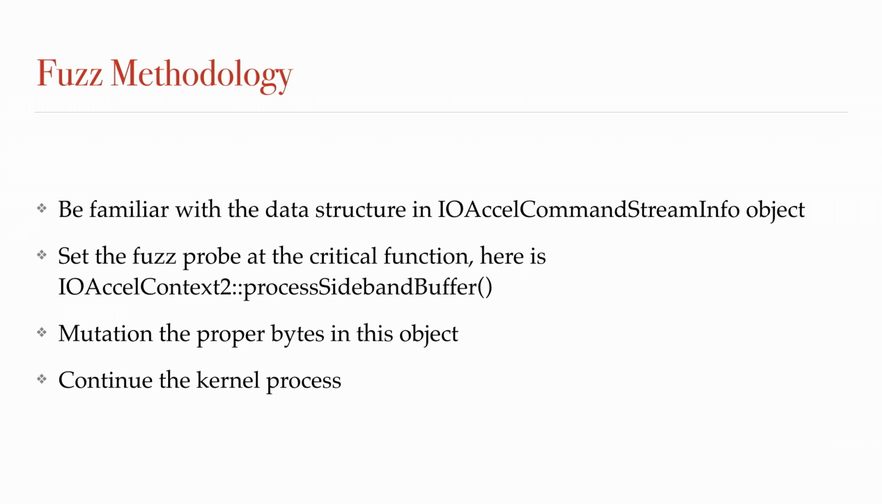For this kind of hidden interface, we should figure out the data structure of the argument objects first, and then set up the probe in the critical functions. For example, here is the process sideband buffer function. Then we can control the probe bits to mutate and test if any bugs are triggered.